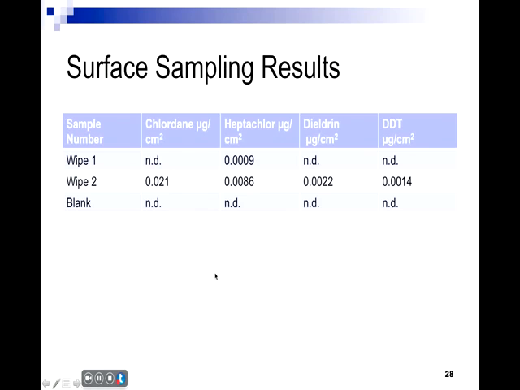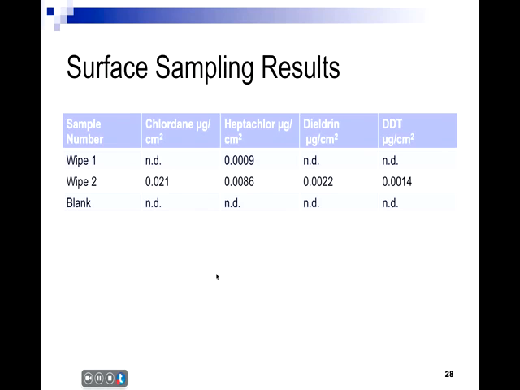The next thing was the surface samples, and so we did a couple of wipe samples. One was in the general area of the floor, another one was close to a drain that was in the middle of the floor. And near the drain, which was wiped too, we found levels of every pesticide that we analyzed for: chlordane, heptachlor, dieldrin, DDT, and we found one of heptachlor in one of the wipe samples.